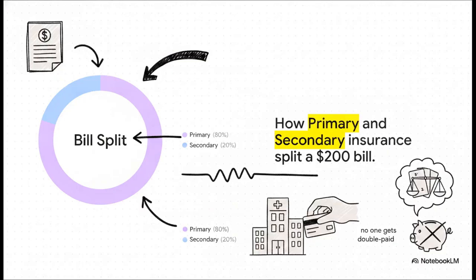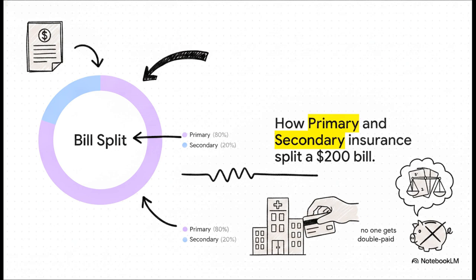So what happens if you actually have more than one insurance policy? Well, through something called the coordination of benefits, they actually work together. If you have a $200 bill, your primary insurance might pay 80%, which is $160. That leaves your secondary insurance responsible for the remaining $40 balance. Why do they do this? To make sure no one gets double paid, so you literally can't profit from being sick. If the secondary pays that full $40, your balance is zero.